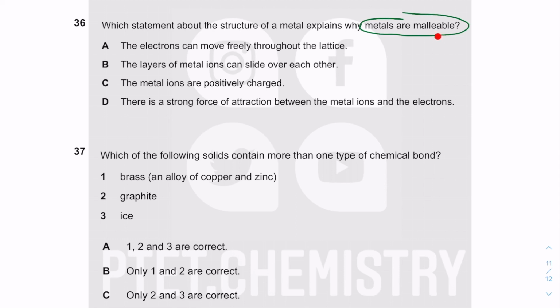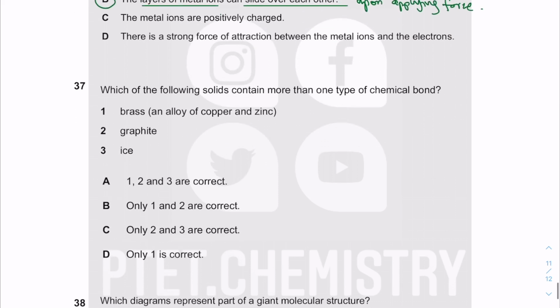Alright, so you can apply force onto the giant metallic structure and the cations are held in a layered structure, held together by that sea of delocalized valence electrons, so they can slide over each other because of the layered structure. So the layered structure is important. They can slide over each other easily upon applying force. So when we hammer metal, we are applying force and the layers can slide, one to the left, the other to the right, because of that layered structure in a giant metallic lattice. You should be able to draw that, yeah?